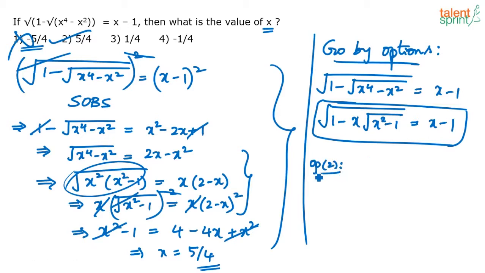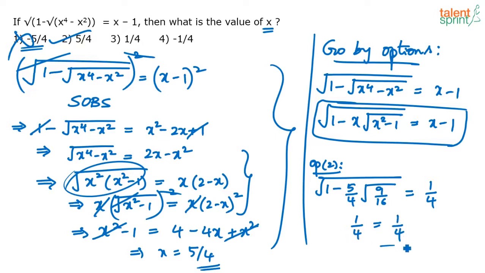So what happens according to option 2? Option 2 says it's 5 by 4. So we'll have root over 1 minus 5 by 4 as it is. And then root over, see, 25 by 16 minus 1 is 9 by 16, which is equal to 5 by 4 minus 1. 5 by 4 minus 1 is 1 by 4. See, cut down the number of steps. Then 9 by 16 is like 3 by 4. 5 by 4 into 3 by 4 is 15 by 16. 16 minus 15 by 16 is 1 by 16. Root over 1 by 16 is 1 by 4. You understand? Overall simplification will give you 1 by 4 equals 1 by 4. So left hand side is equal to right hand side. How? By using option 2. Hence option 2 is the correct answer.